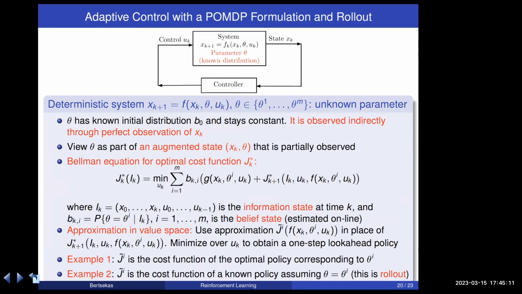We have a base policy, we calculate its cost function, and we use it as J tilde. So that's what we use here. However, we have to calculate cost functions for every value of theta. The situation is simplified if we choose the same policy for all values of theta, instead of using a different policy tailored to theta. And it turns out that you can prove a cost improvement property in that case.